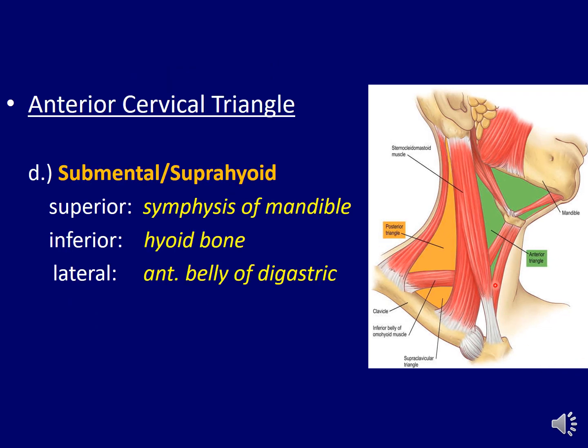Lastly, the submental or the suprahyoid triangle. This is bounded superiorly by the symphysis of the mandible. When we say symphysis of the mandible, this is the center part of the mandible. Inferiorly by the hyoid bone, and laterally by the anterior belly of digastric.